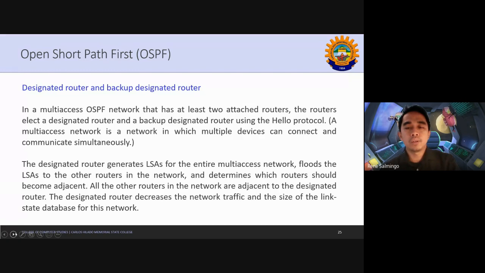And with this, the same capacity will be introduced because we have the term adjacencies, and all the other routers in the network are adjacent to the designated router. So this designated router decreases the network traffic and the size of the link state database for this network.